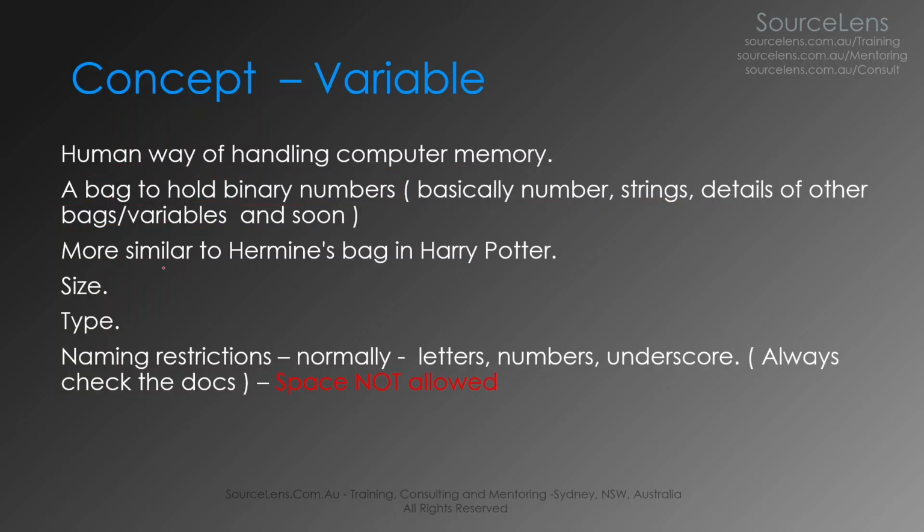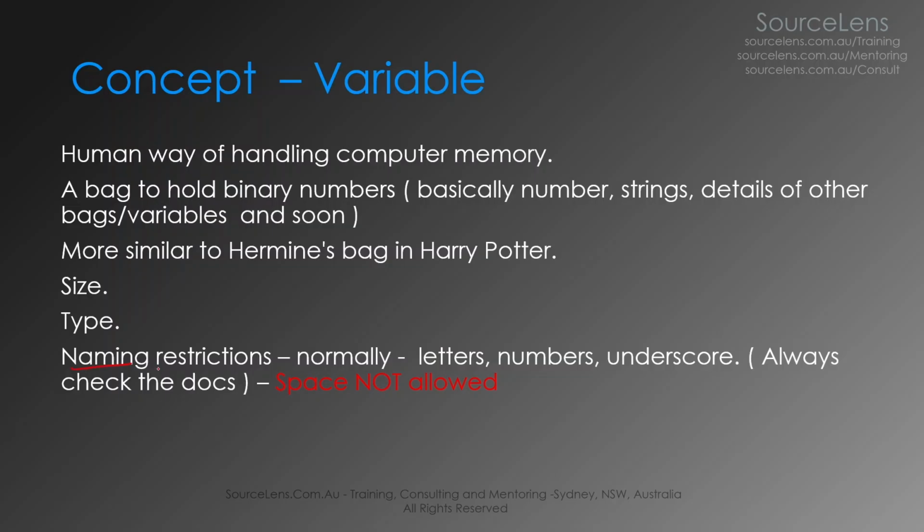The variable is very similar to Hermione's bag in Harry Potter. It's a small bag, but it contains a lot of things. Just like that, the variable can be very small when you look at it. The name of the variable can be very small, but it can contain any amount of memory based on the size of it. We will get to that later. There are many types of variables based on size, type, etc.